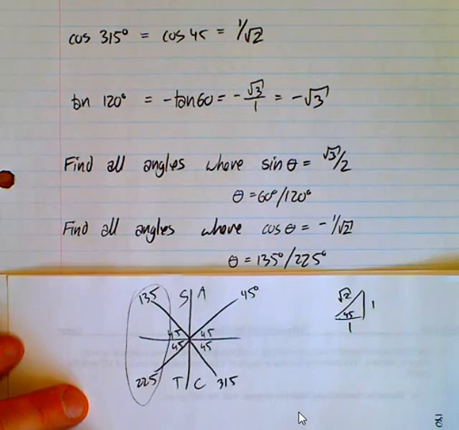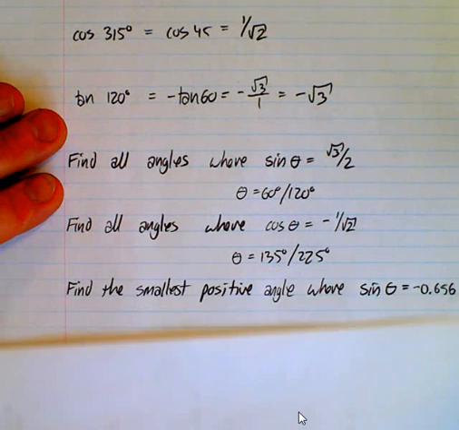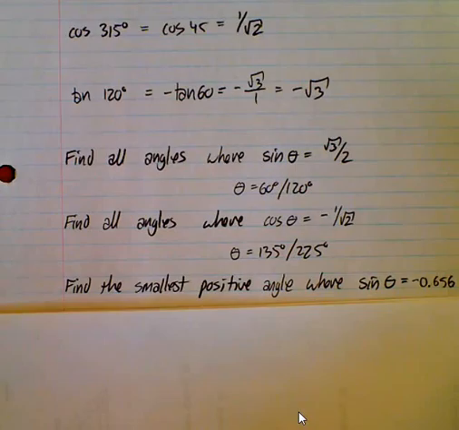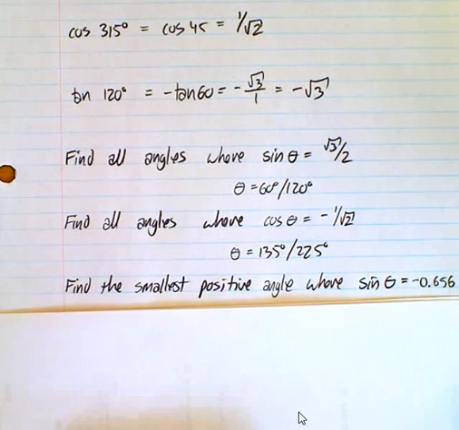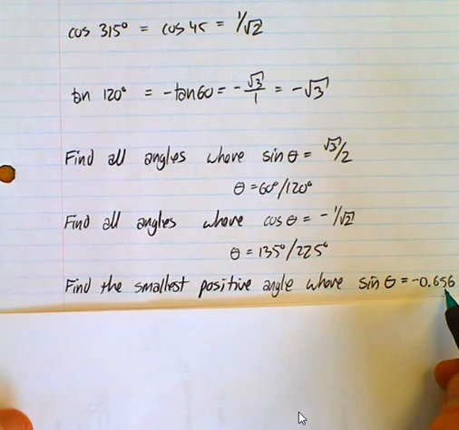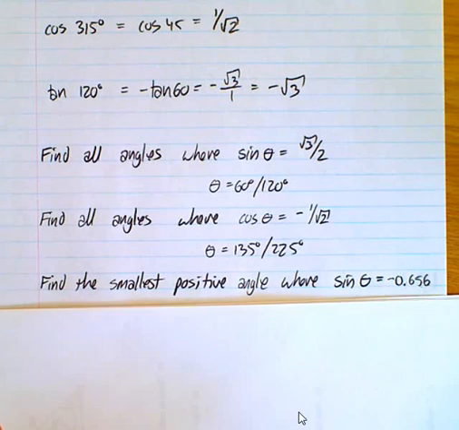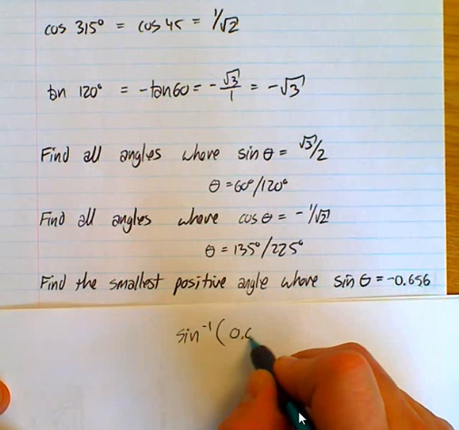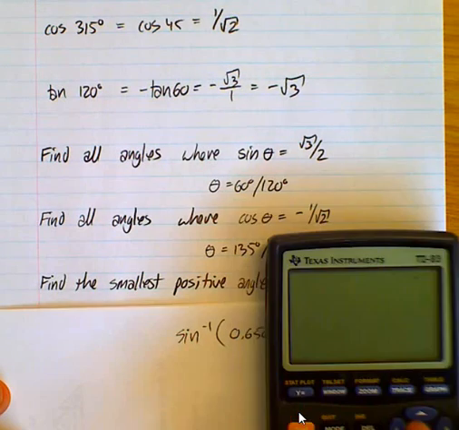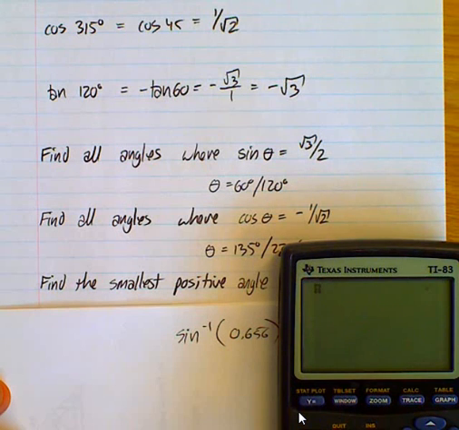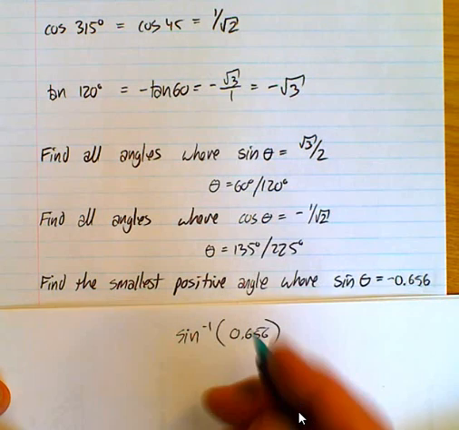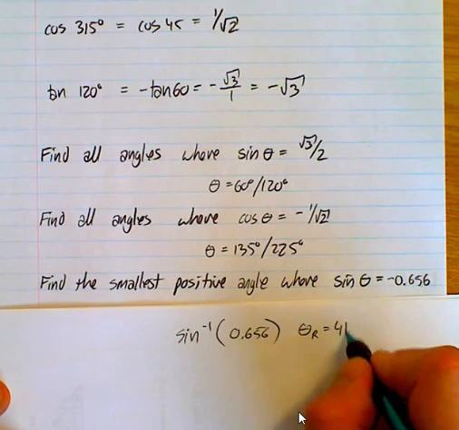I think there's one last question, folks, if you can bear with me. Find the smallest positive angle where sine theta equals negative 0.656. So this is a ratio here, okay? This is a given ratio. What I need to find is the reference angle. So you go sine inverse, just of the positive version. Okay, so we go second sine of 0.656, you get 41 degrees, okay? So that means that theta r is 41 degrees.